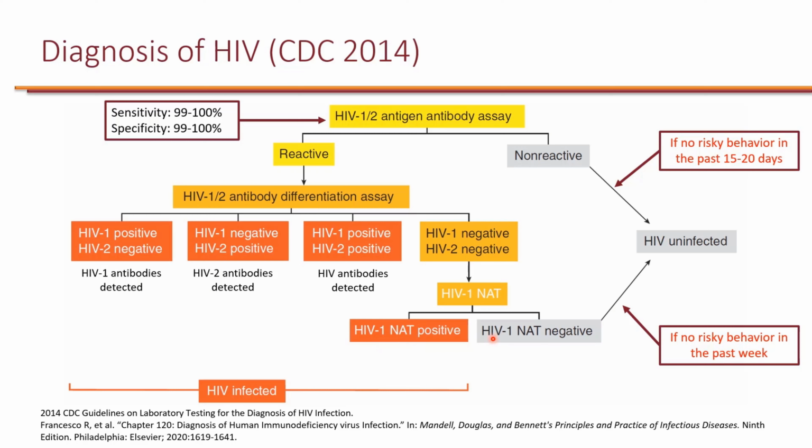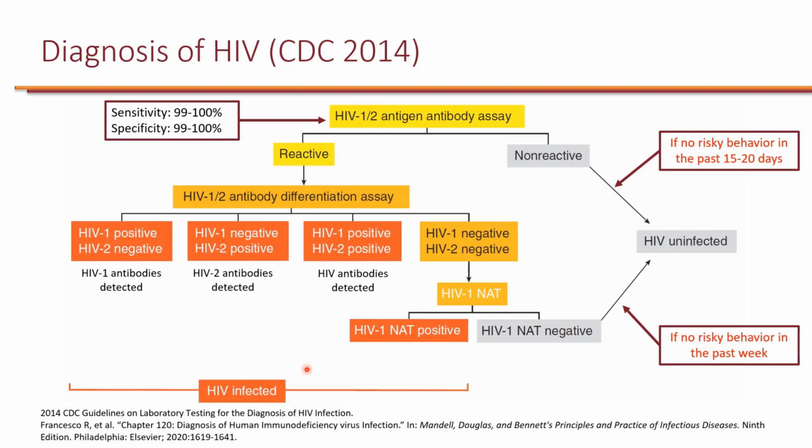Now, if this patient does not test positive, we can conclude that the patient does not have HIV-1, assuming that the patient did not have risky behavior in the past week. It typically takes about 6 days for the RNA levels to go high enough for this test to detect it. This nucleic acid test is a qualitative test, so it tells you if the RNA is there or not. Regardless, when someone tests positive, we need to do PCR in order to quantify the viral load.